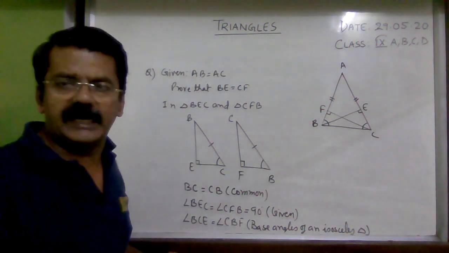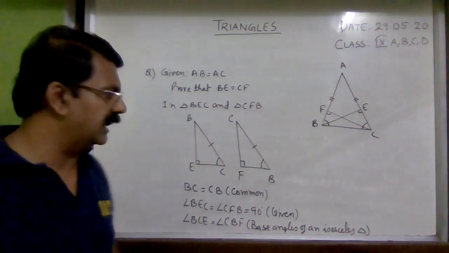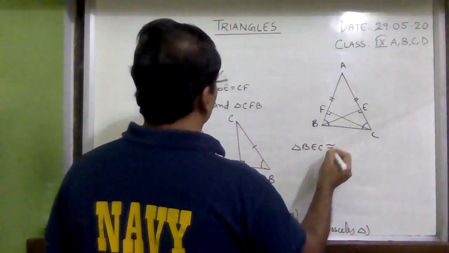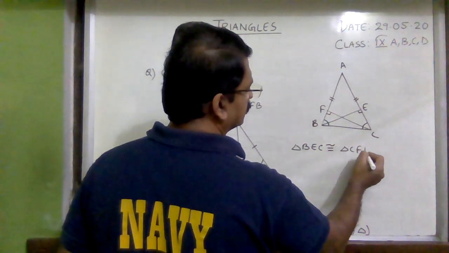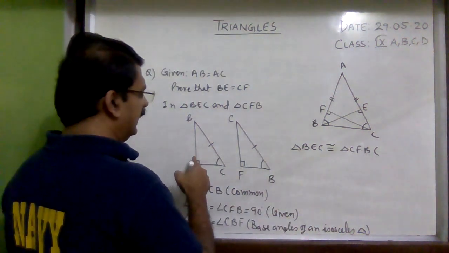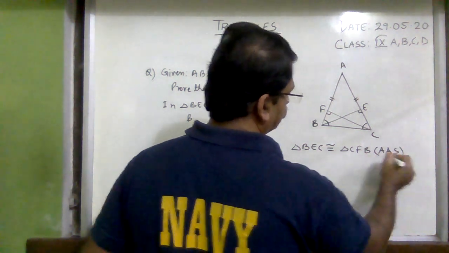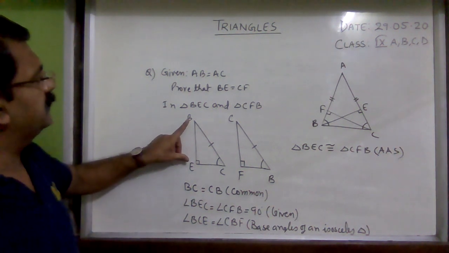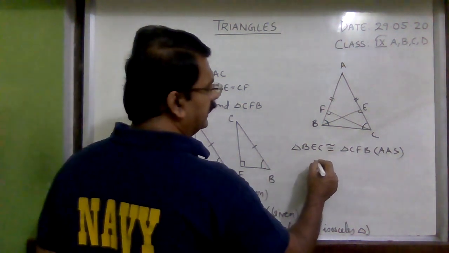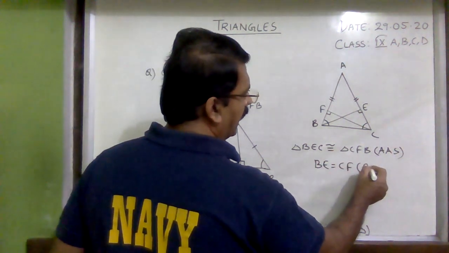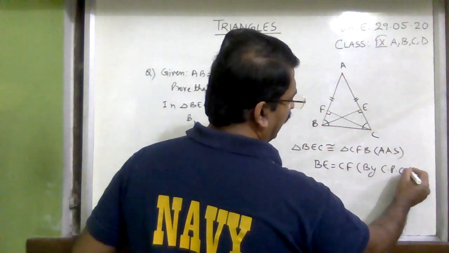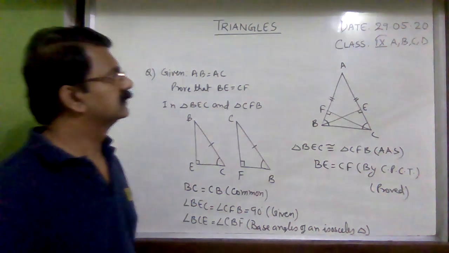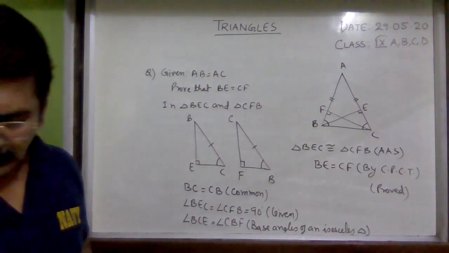Now you see two angles and one side, so AAS congruence is there. So we can say that triangle BEC is congruent to triangle CFB by AAS, angle side angle congruency. And once it is proved that they are congruent, then by CPCT we can say that BE is equal to CF. So BE is equal to CF by CPCT, and that is what we have to prove. Clear? Now the next question.